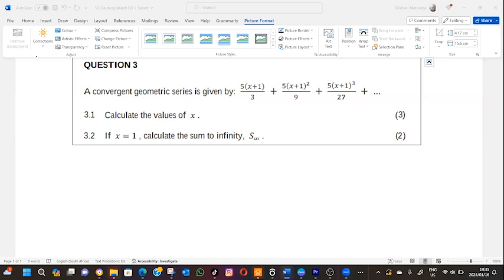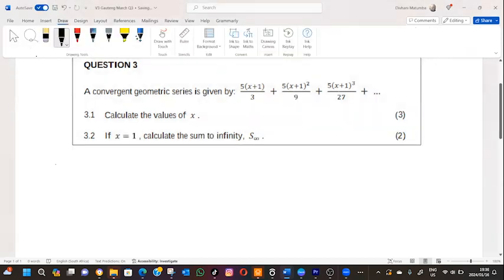Now, guys, if you have not yet watched my previous lesson on geometric series, please do so that we can be aligned. So when I was teaching geometric series, this is what I explained about a convergent series. This is a convergent series.